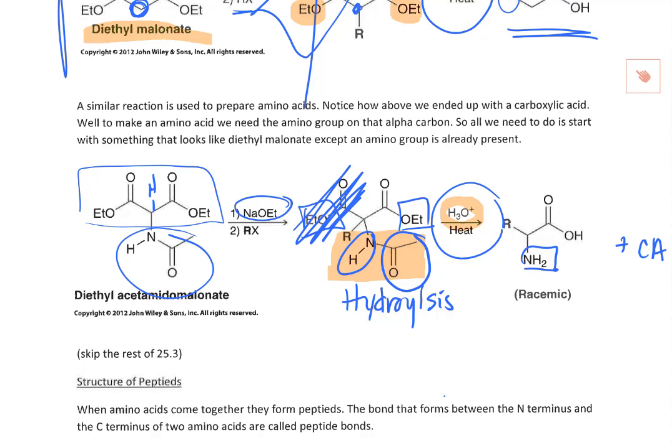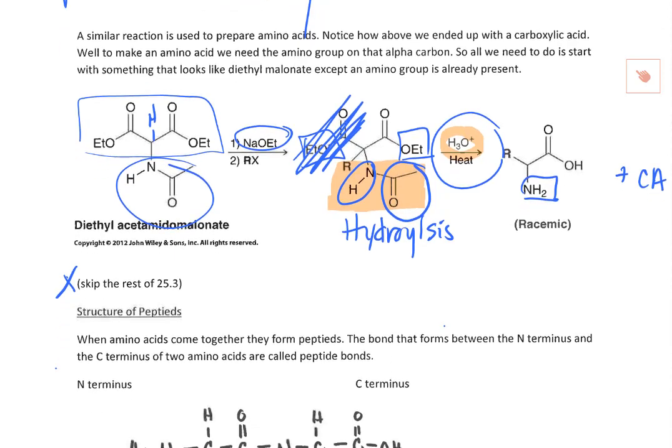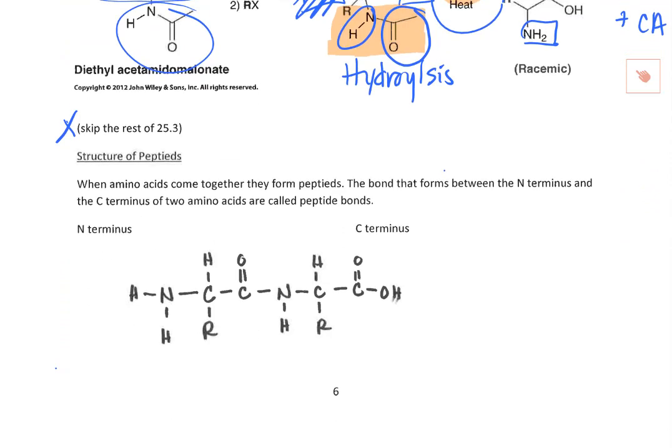Now, there's a lot more, but we're going to go ahead and skip the rest of section 25.3 and start talking about the structure of peptides. Remember that when amino acids come together, if there's a handful of them, they form peptides, right? And then if we have lots and lots of amino acids coming together, then we end up calling that the polymer, and that polymer is called a protein. So when we have something that's really big, it's a protein. When we have a handful, it's a peptide.